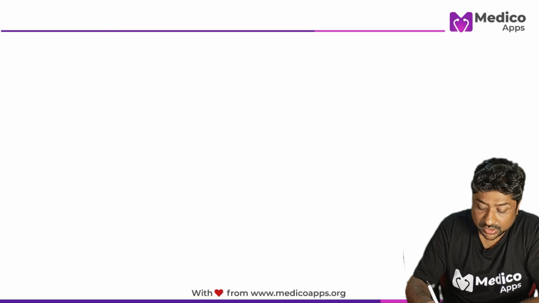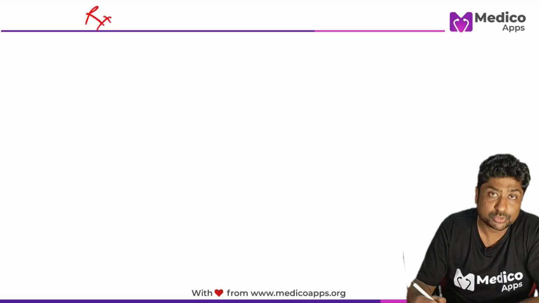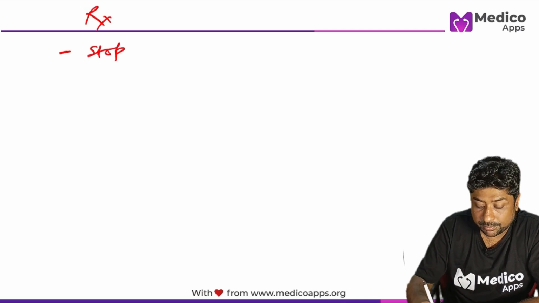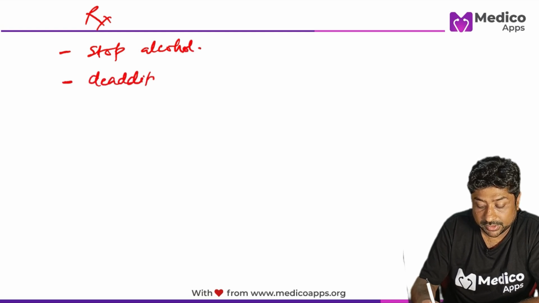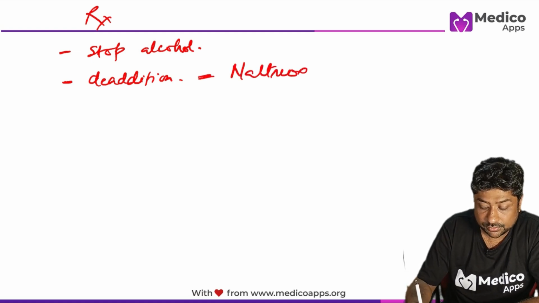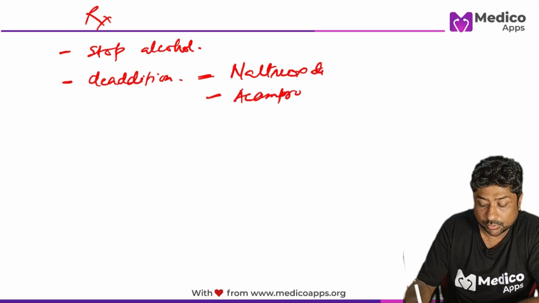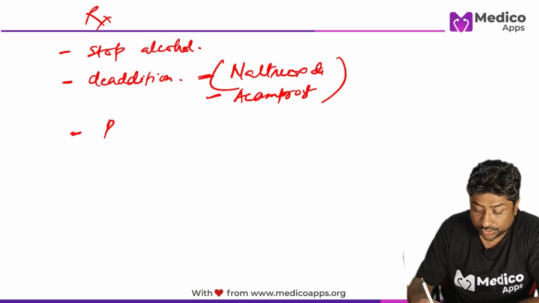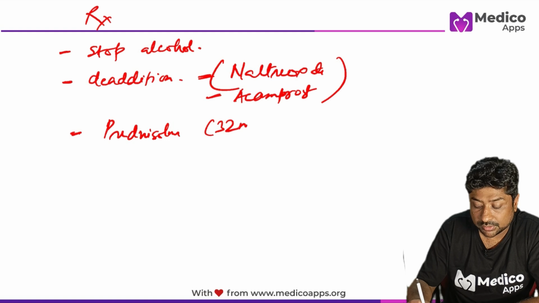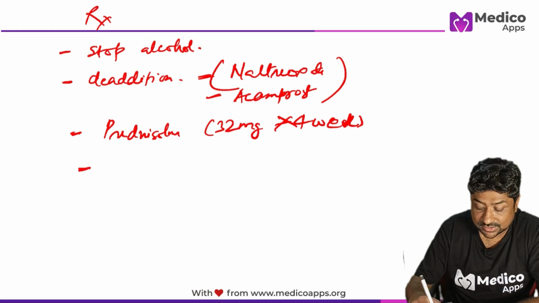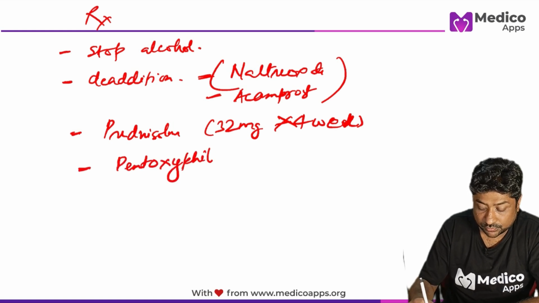Before we end, let's quickly look at the management. Management will be multimodal depending upon all the different symptoms, but the most important thing is stopping alcohol consumption. Again, you may be asked what medications are used for de-addiction. Don't mention disulfiram. It is naltrexone or acamprosate. These are the agents used for de-addiction. Also, we have seen that corticosteroids at high doses, almost 32 milligrams for almost a month, are used. And lastly, we know pentoxifylline.